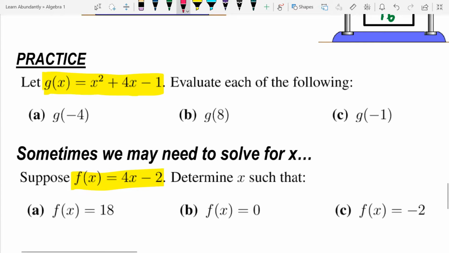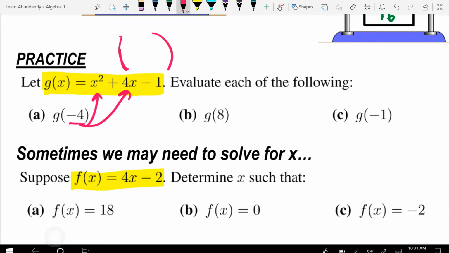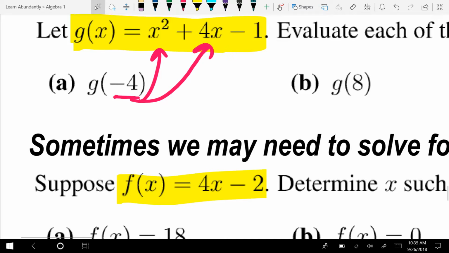It says we have a negative 4. And that just means we're going to plug in negative 4 into everywhere we have an x. So we have an x in 2 places. I want to remind you, every time you plug in, use parentheses. It's especially important when you have negative numbers. Okay? So that's x squared plus 4x minus 1. So we're going to go ahead and plug in negative 4 for x in both places.